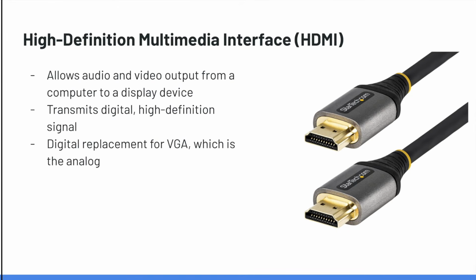Now, the next connection method we're going to talk about is going to be HDMI, or the High Definition Multimedia Interface. If you've ever tried to connect a TV to your computer, or even a monitor nowadays, you've seen HDMI cables and worked with HDMI ports. These basically allow audio and video transmission. It allows you to output audio or video from a computer to a display device. The audio video data is digital and it's high definition. And it's basically a digital replacement for VGA, which is something we're going to look at next. But in short, HDMI is a way to output audio and video to your computer.